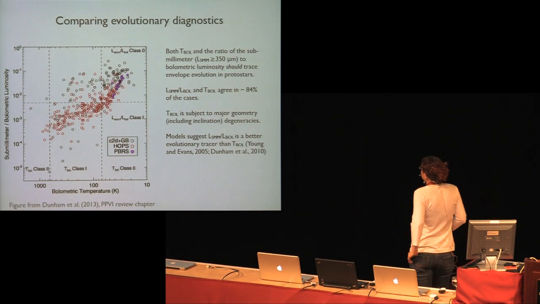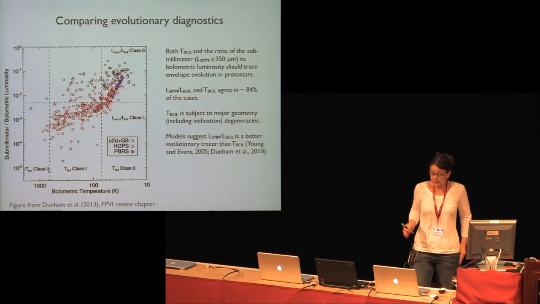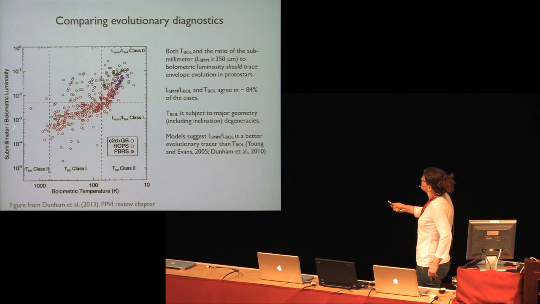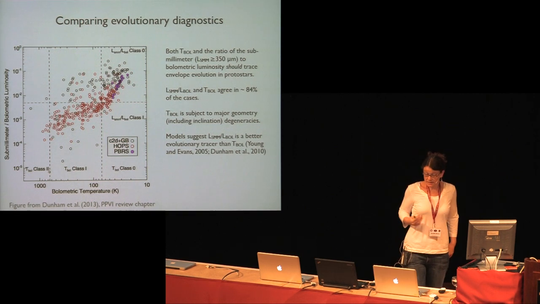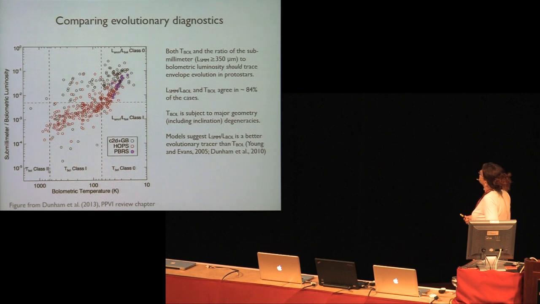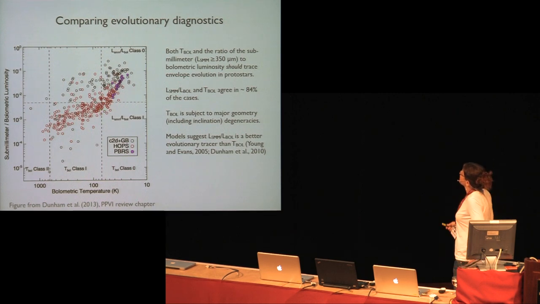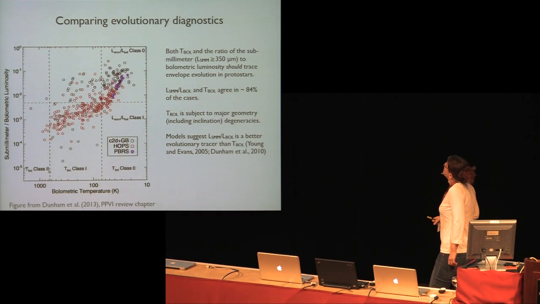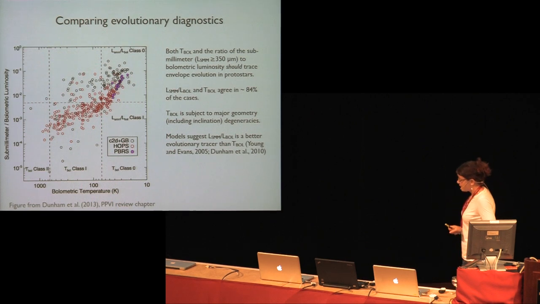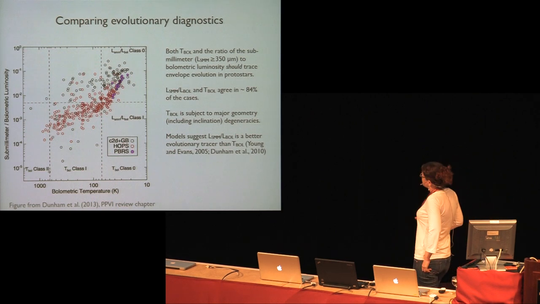And now we want to look at these evolutionary diagnostics that I mentioned. So the ratio of the submillimeter to bolometric flux versus the bolometric temperature, and see how well these things agree with the idea that we have these degeneracies in the observations. And so here I'm showing three sets of points. We have the HOPS, the Orion sources, HOPS with 70 micron coverage in red, and the C2D plus Gould Belt points with submillimeter detections in black. And then we have these pink sources, which are Herschel identified protostars in Orion, and I'll talk about those a little bit later.